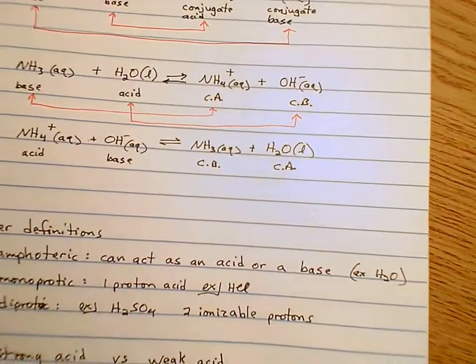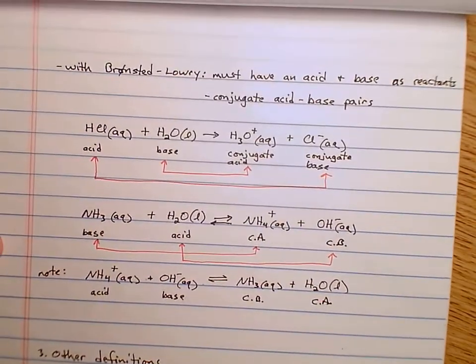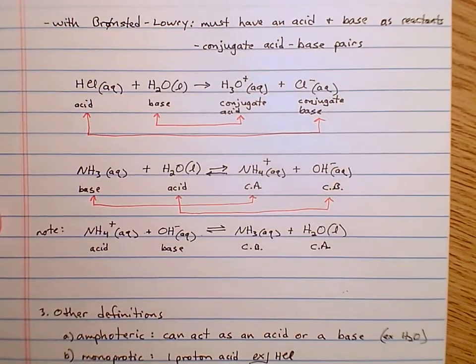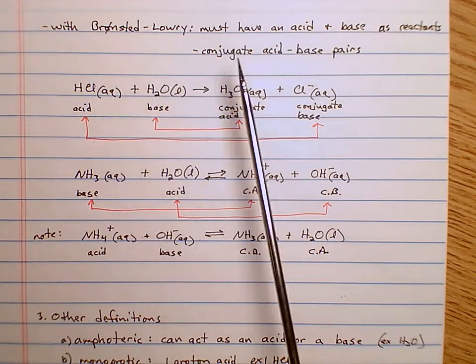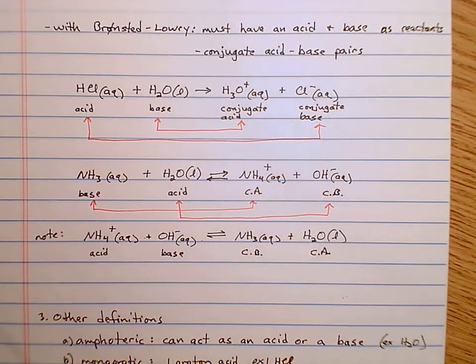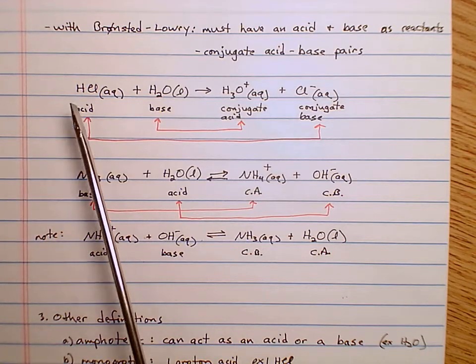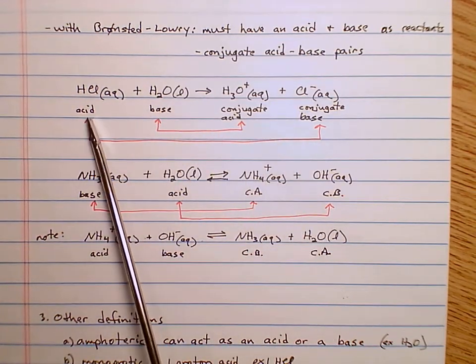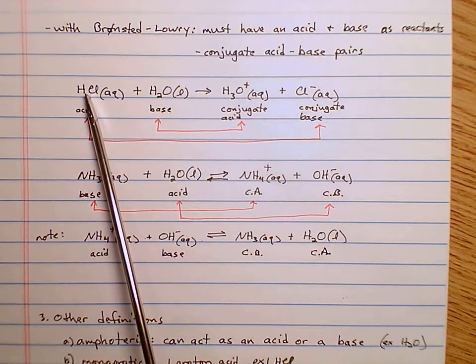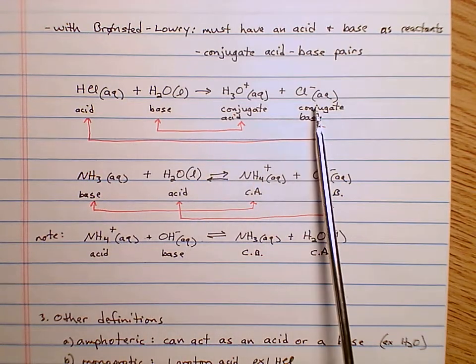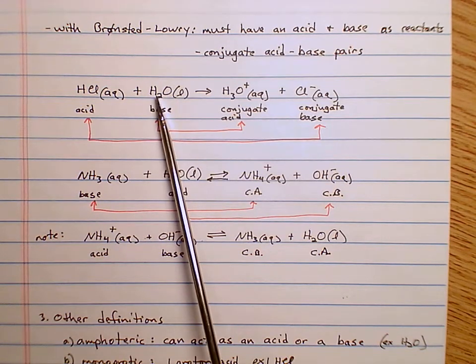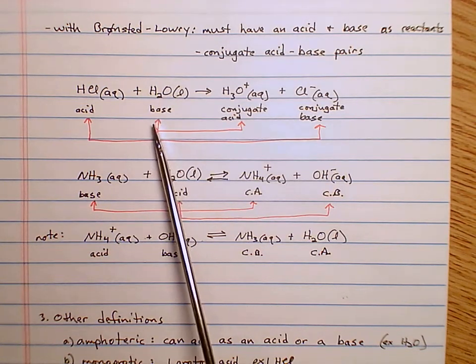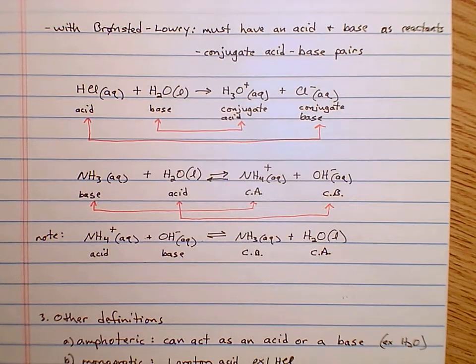Now, the other thing with Bronsted-Lowry is that you must have conjugate acid-base pairs when you are dealing with Bronsted-Lowry acids and bases. So, in the reaction we had before, an acid plus a base, water, HCl is the acid. It donated the proton, and in doing so, it became the conjugate base, Cl-. Water was the base. It accepted the proton, definition of base, proton acceptor, and became the conjugate acid, H3O+.